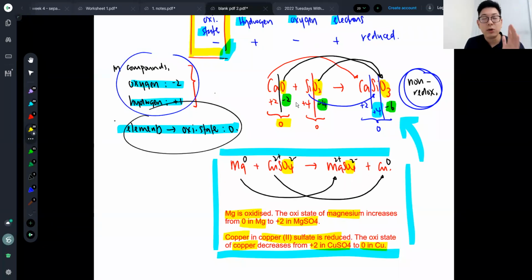Yeah, it's redox. Once again, as long as there's a change in oxidation state, it's redox. I hope that answers the question. Next question, for order of identifying charges. Okay, Ken, how do you know what to fill in first?